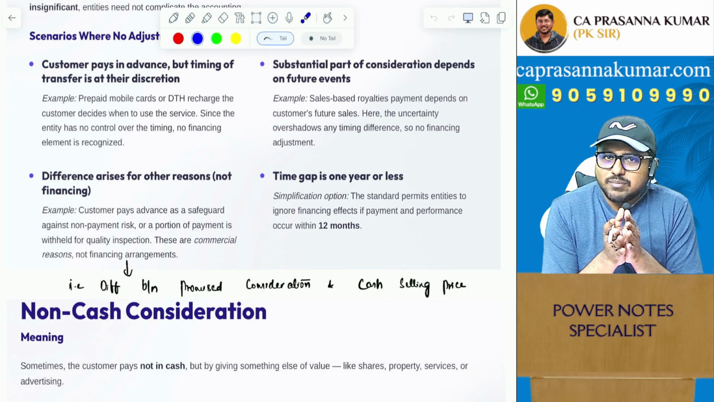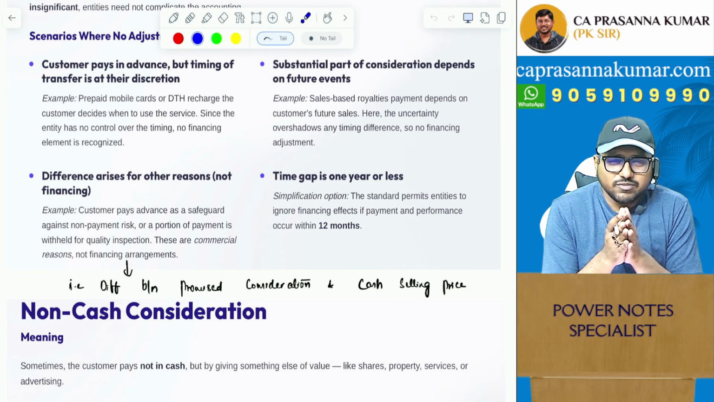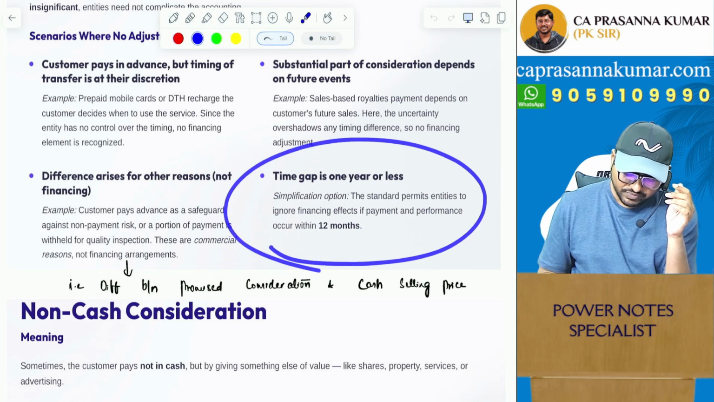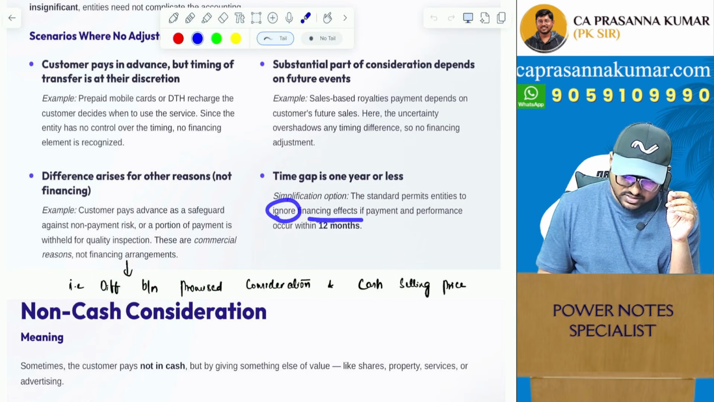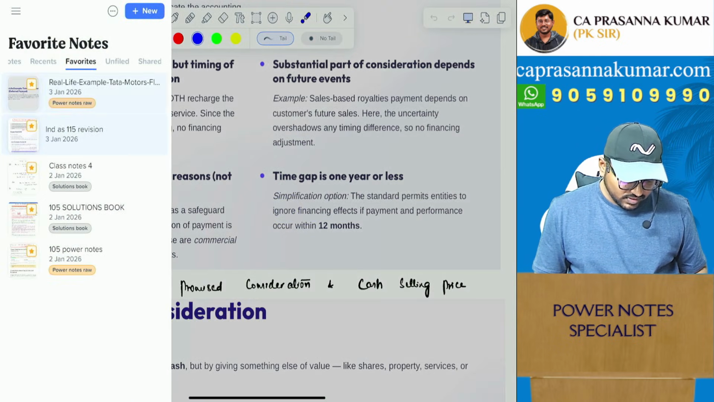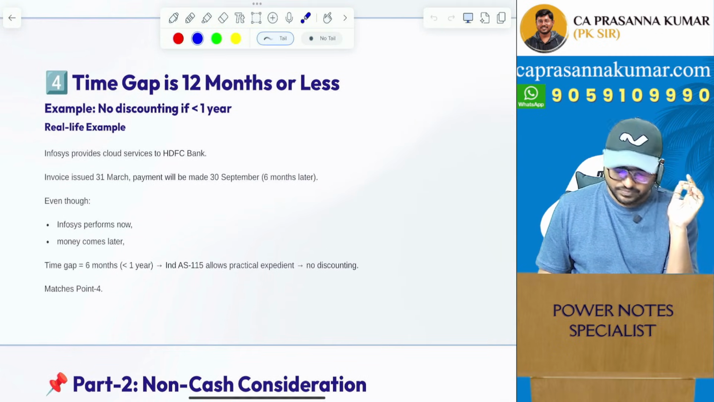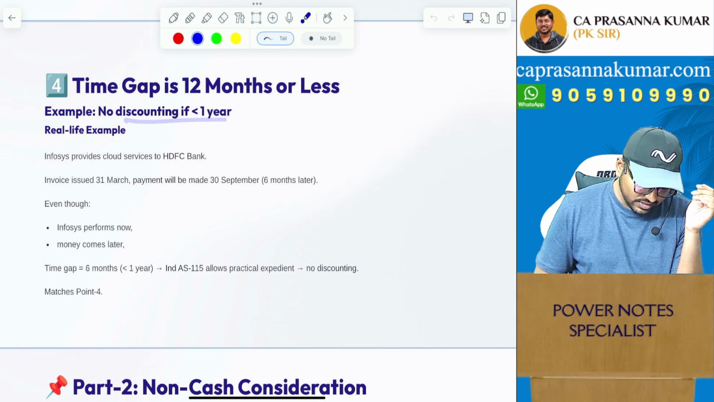If the timing gap is less than 12 months, then you forget about significant financing. If it is greater than 12 months, then we can think about that. This is what we call practical expedient. That is the last point. So the standard permits entities to ignore financing effects if payment and performance occur within 12 months. If it is greater than 12 months, you don't have a choice, Nana. If it is less than 12 months, you have a choice. Okay. So if the time gap is less than 12 months, there is no need of discounting.